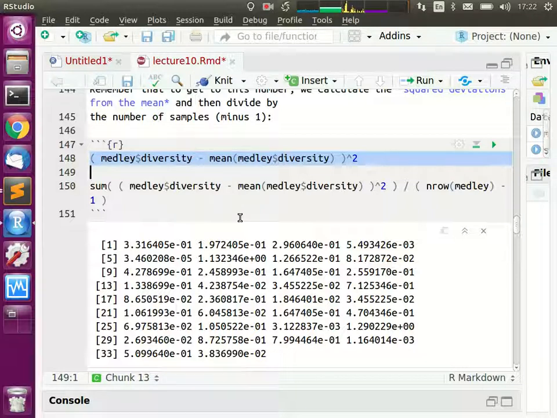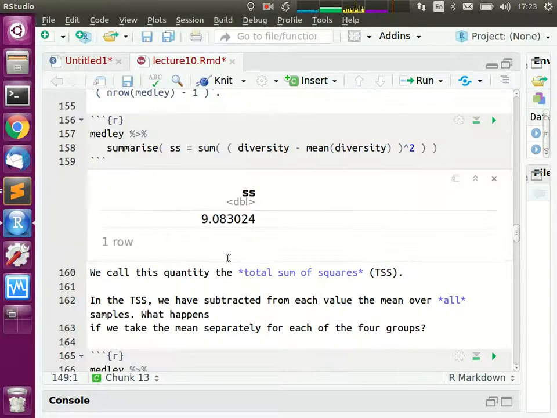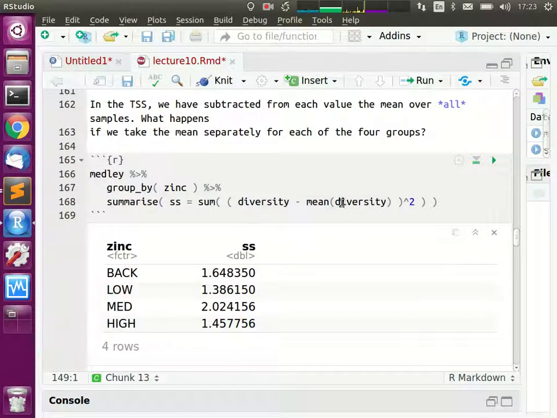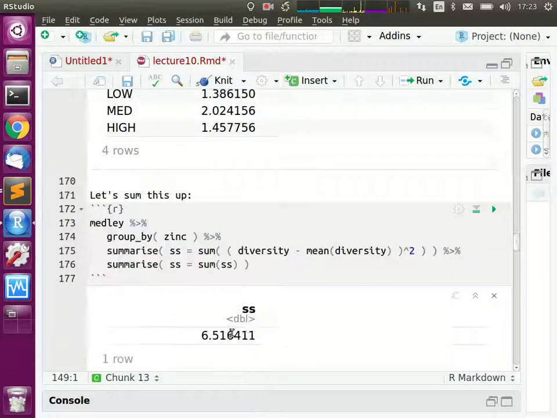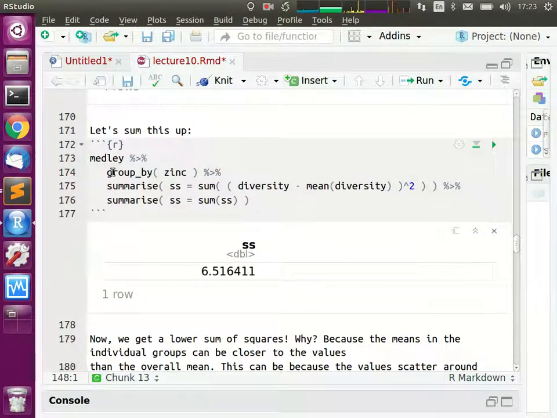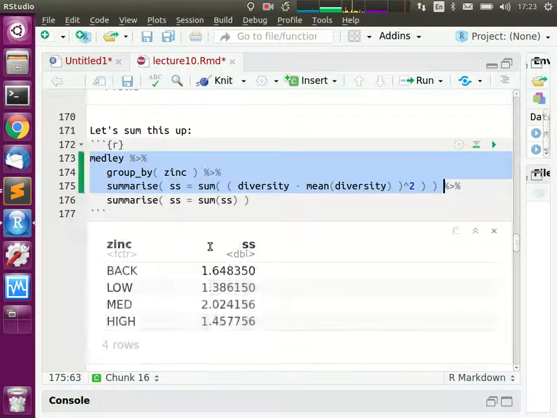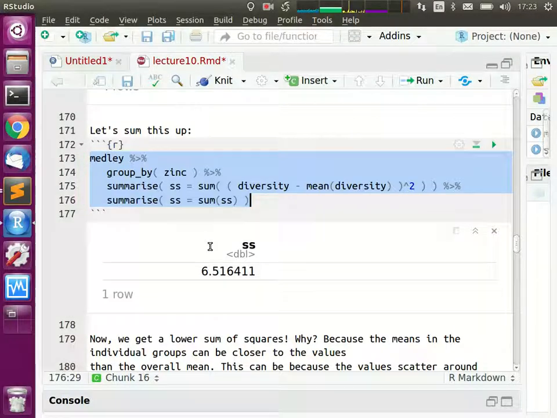The fact that we subtract the mean of the individual group has the effect that the sum of all the squares will be lower, because the values can be closer to the group mean than to the overall mean. The overall mean is one size fits all, while the group means fit better. So if we take the overall mean and sum up, we get 9. But if we take the individual means and sum these numbers up, we don't get 9, we only get 6. So I calculate the means for each group, and then I sum them up. And now we have a reduction of the overall sum of squares from 9 to 6.